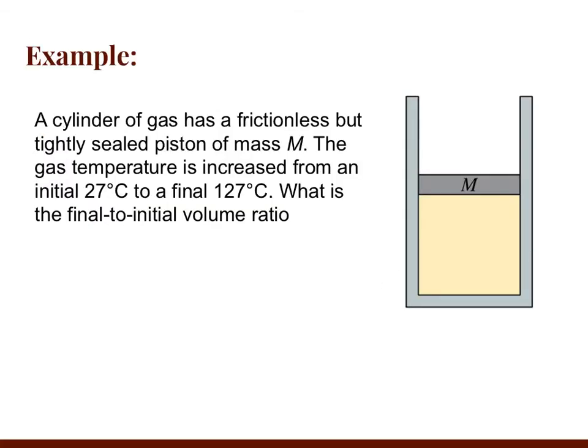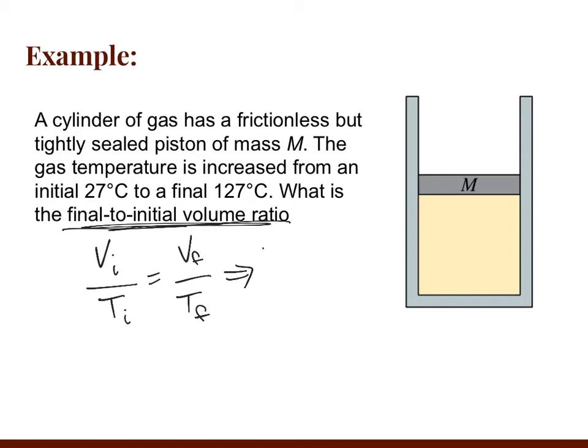It says a cylinder of gas has a frictionless but tightly sealed piston of mass M. The gas temperature is increased from an initial 27 degrees Celsius to a final 127 degrees Celsius. What is the final to initial volume ratio? So we know VI over TI equals VF over TF. We're looking for the final to initial volume ratio. So we can solve this for volume final over volume initial, which is just equal to temperature final over temperature initial.